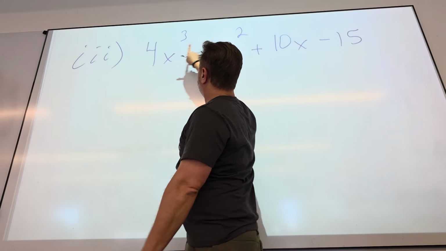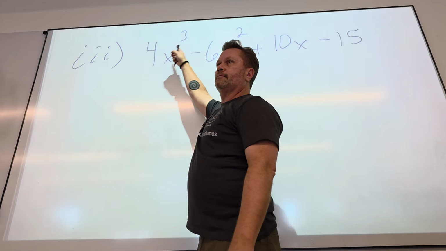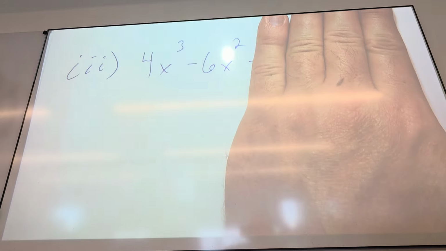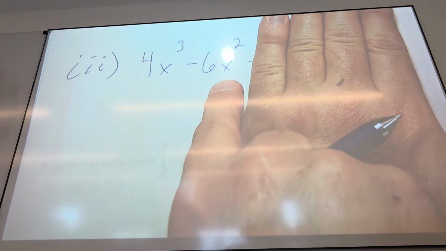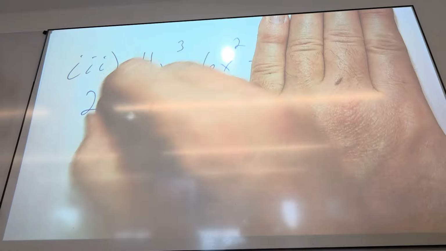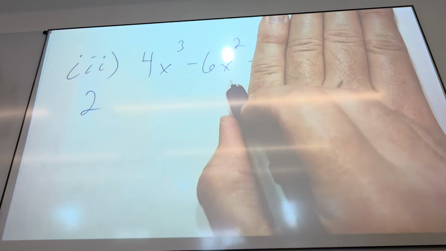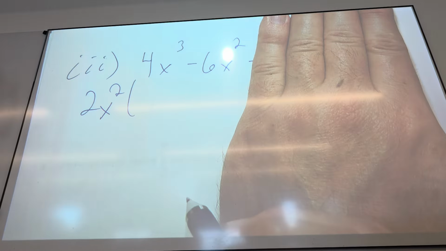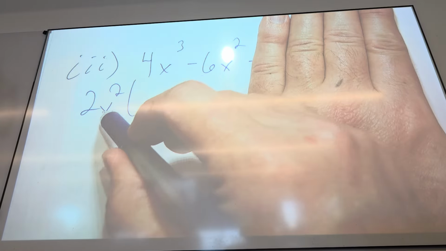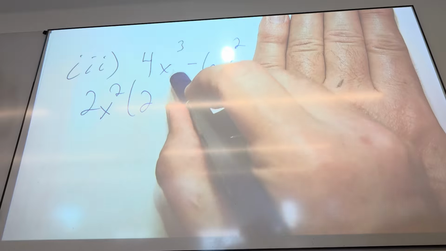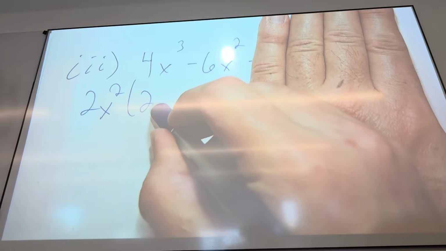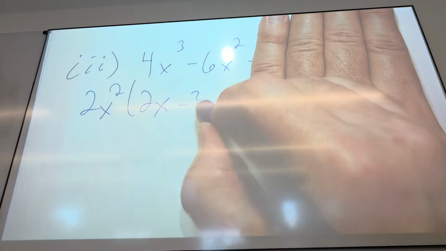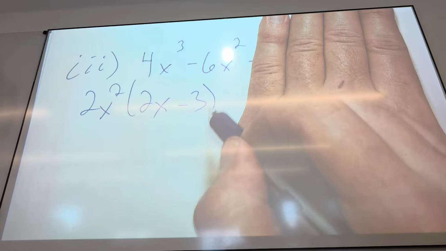Do you see anything these two have in common? So just kind of ignore these guys for a second. What comes out of these two? 2x. Yeah, 2 comes out of 4 and 6, and how many x's? 2. And what's left? So 4 divided by 2, 2. I had 3 x's, I took 2, so 1 x, minus 6 divided by 2, 3. And I took the 2 x's away, bam.